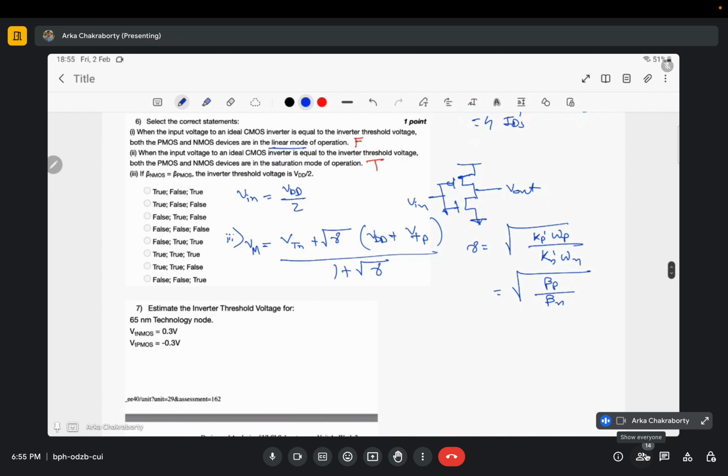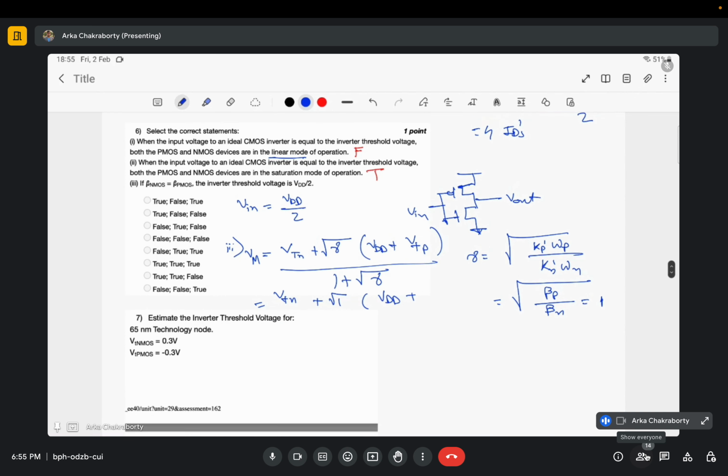So, as beta n and beta p are equal, my gamma would be equal to 1. So my Vm would be equal to Vtn plus root under 1 Vdd plus Vtp. Now for symmetric devices, symmetric technology, we can consider Vtp and Vtn are equal in magnitude.